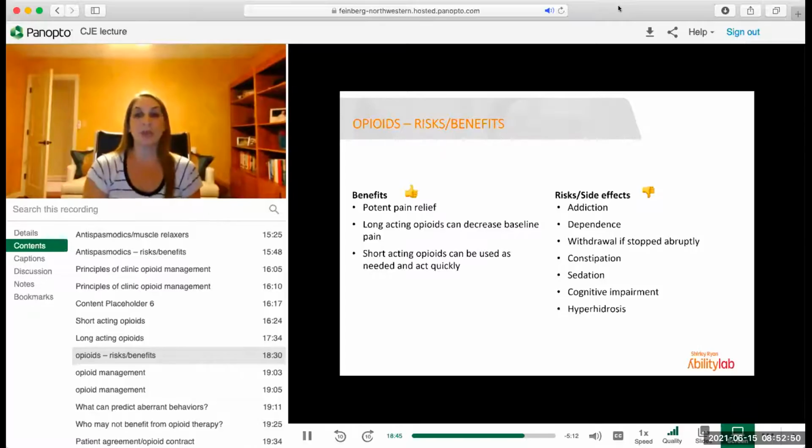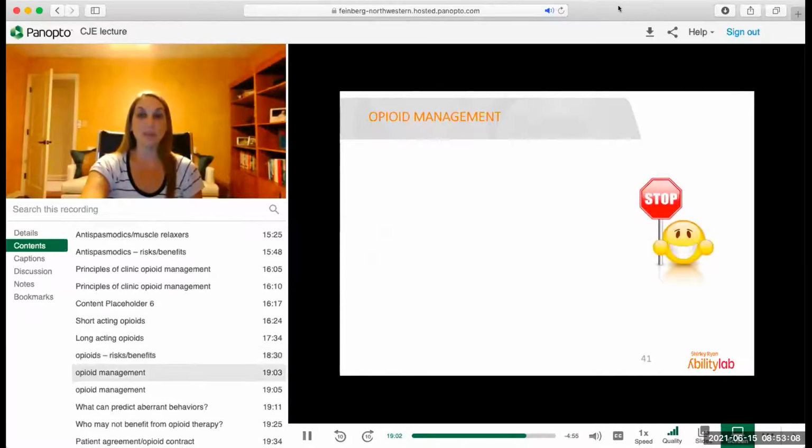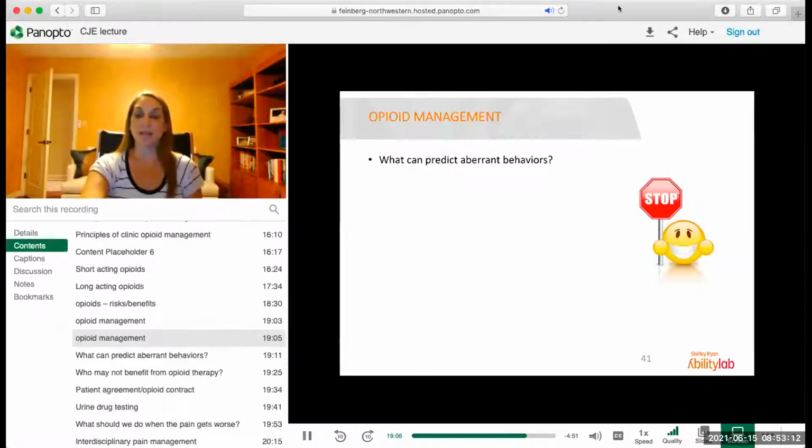Risks, side effects with opiates, things can be scary. They can get addicted. They can be dependent. Patients can go through withdrawal if they're stopped abruptly. They can get side effects like constipation, sedation, cognitive impairment, hyperhidrosis, which is excessive sweating, real scary respiratory depression or death even. So when you're thinking about opiates, you've got to stop and also think about aberrant behaviors.